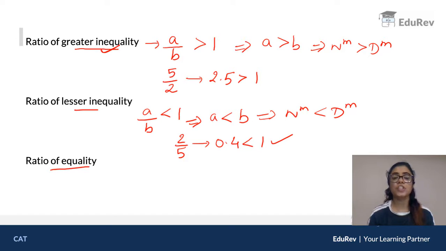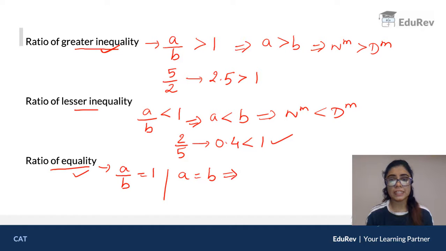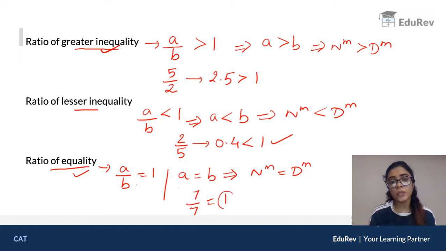Finally, you have ratio of equality. What is ratio of equality? Let's say I have a ratio A upon B. Whenever this ratio is equal to 1, it is said to be a ratio of equality. So what will I do? I'll take B on the other side. So that means your A is equal to B, which means that your numerator is equal to your denominator. So when your numerator and denominator are equal, it is said to be a ratio of equality, because let's say if my ratio is 7 upon 7, my value will be 1. It is equal to 1, so it is called as a ratio of equality. Okay?